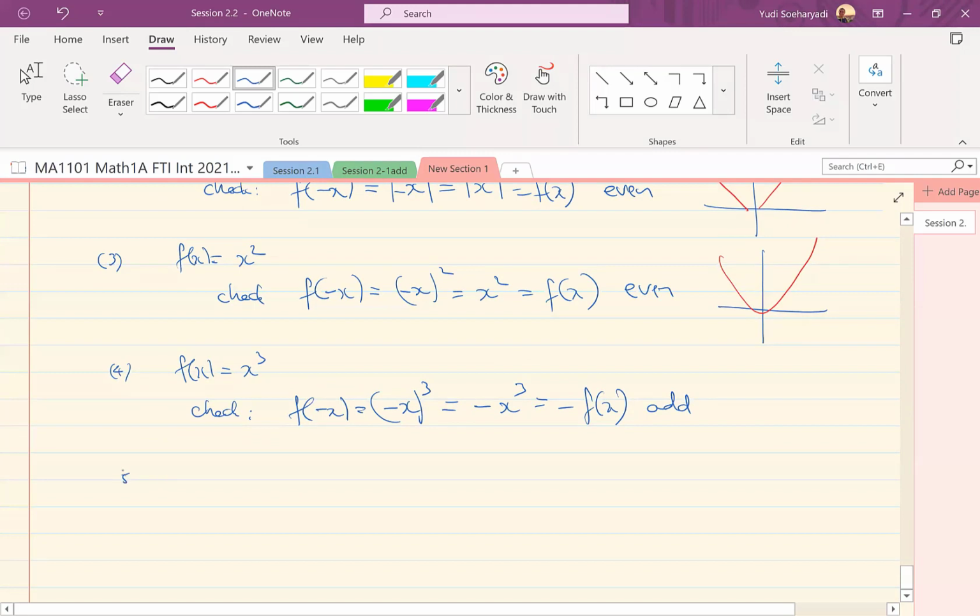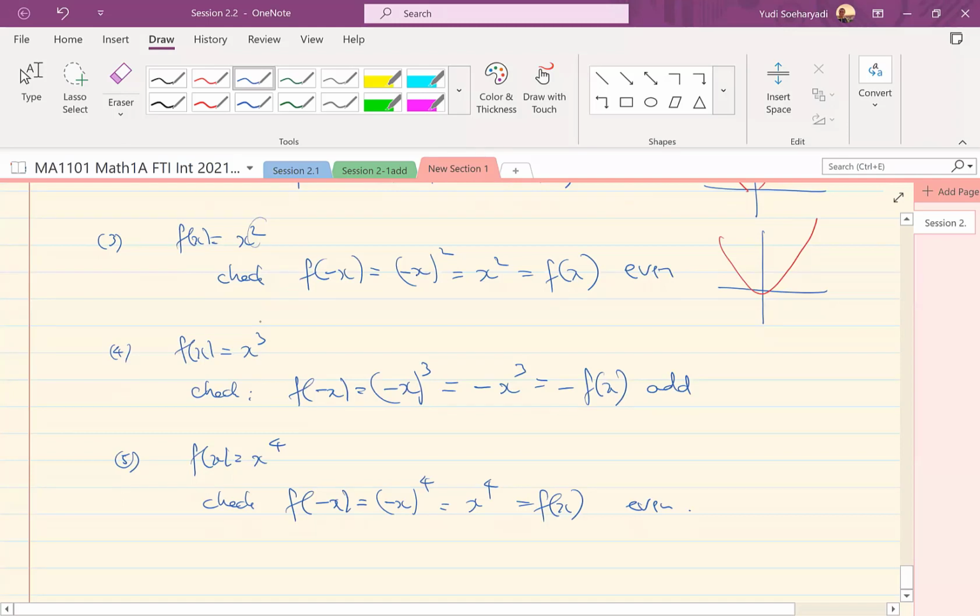Okay. In fact, if you have power 4, then you need to check. Negative 1 with power 4 is positive, so same as this one. So this is even. All right, so you get an idea where the even odd term comes from. So this comes from the exponent here.